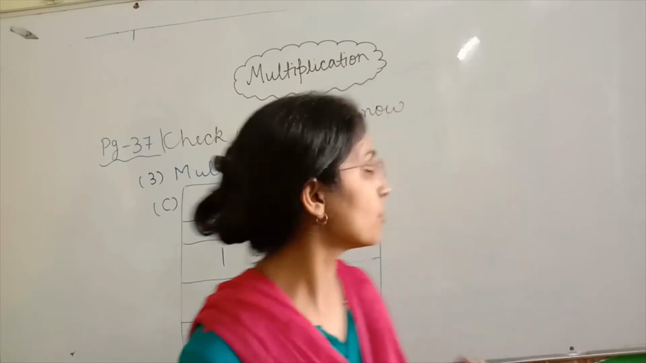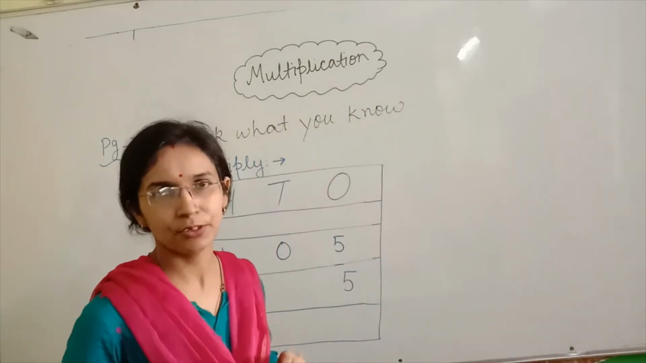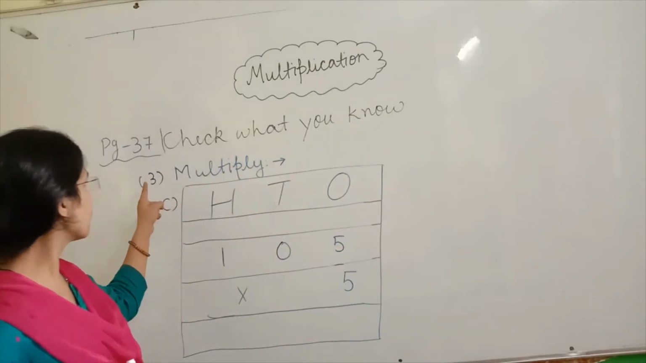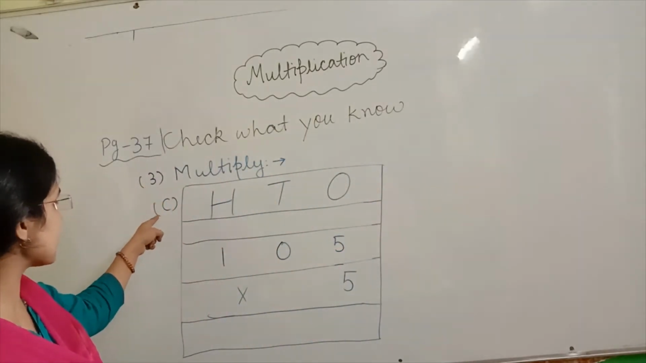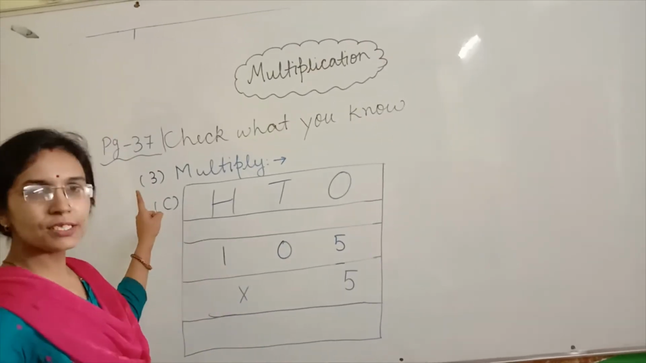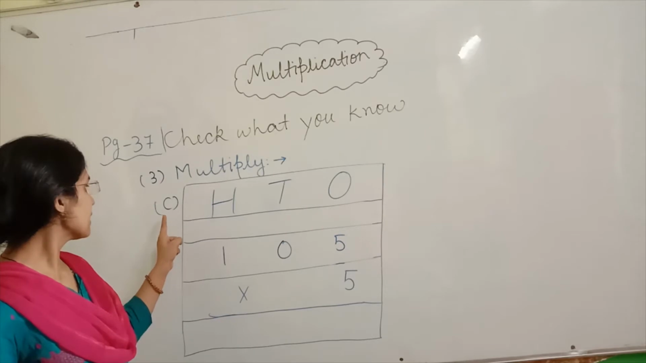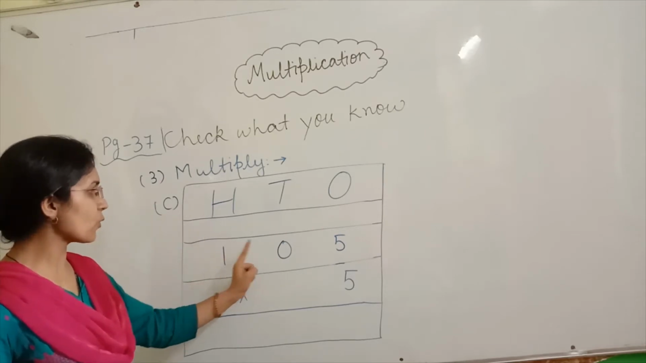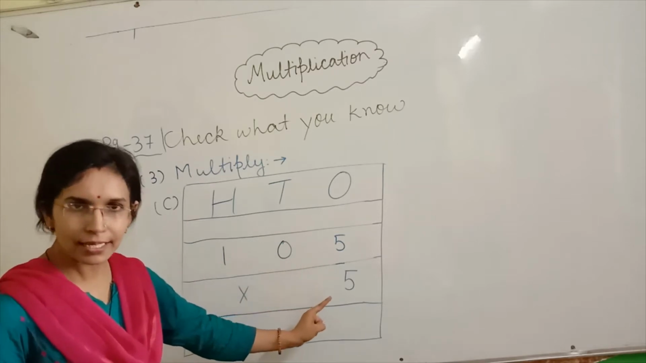Your page number 37. Your question is question number 3, part C. Your question is 105 multiplied by 5.